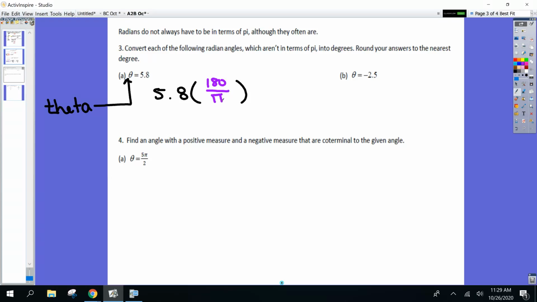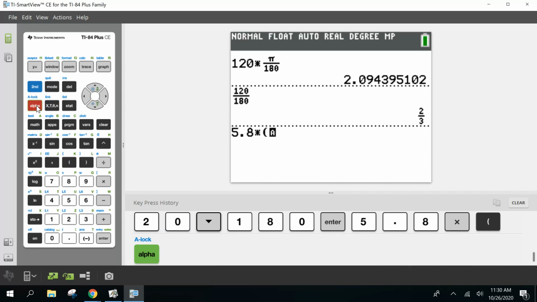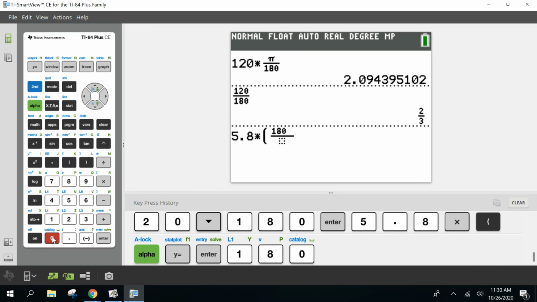Now, in problem number 1, remember Bassett told us we could cross out the pi's? Well, you can't do that here, can you? There's no pi's to cross out. So all I'm going to do now is go to my calculator and multiply those two. 5.8 times 180 over pi. The pi just doesn't cancel out here. There's nothing to cancel it out with. Sometimes it will, sometimes it won't.